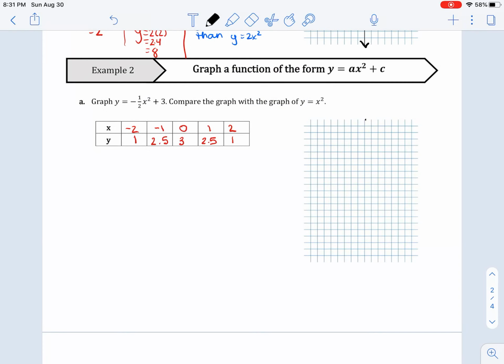Well, actually, let's graph this first. So straight line for my y-axis. Here's my x-axis. So our function was negative 1/2 x squared plus 3. We have our table on the side here. If I go to the left 2, go up 1. To the left 1, I go up 2.5. And then at 0, 3. Over to the right 1, up 2.5. Over to the right 2, up 1. So we can already see there's a big difference with this graph.